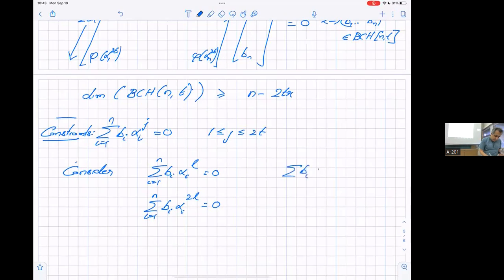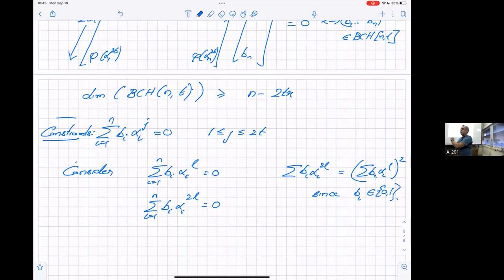Summation b_i alpha_i to the power 2L is equal to summation b_i alpha_i to the power L whole squared, since the b_i's belong to 0, 1. Therefore, you can drop all the even constraints. So for j going from 1 to 2t, you only look at j being 1, 3, 5, 7, all the way up to 2t minus 1. You don't have to write down the even ones, because they are implied by the ones below.